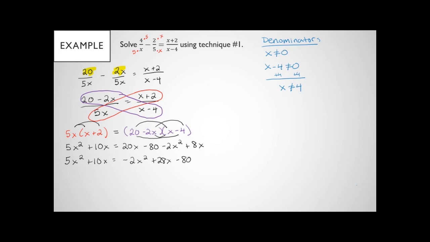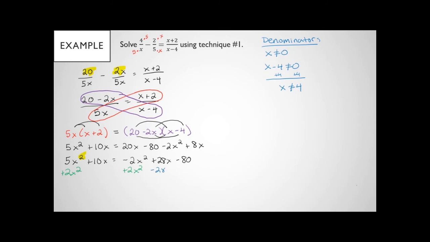So we want to put everything on one side because we have a quadratic. As soon as you see that you have something squared, in order to solve this, you must have one side equal to 0. I like to have positive numbers in front of my x squared, so I'm going to move my things to the left. I'm going to add 2x squared to both sides so I can stick with positive numbers.